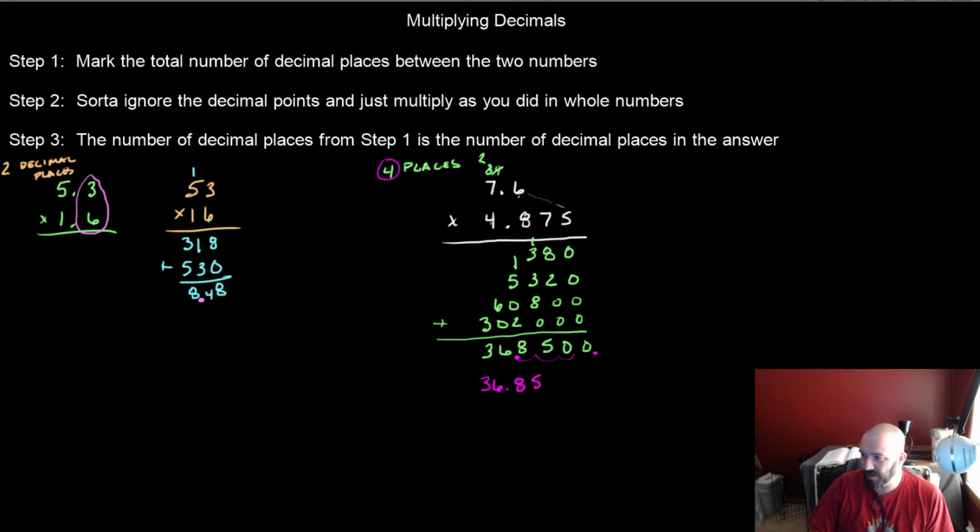Otherwise, if I drop them, then I would count 4 decimal places, 1, 2, 3, 4, and I'd get 0.36. That can't be right, because this is almost 5, and this is somewhere between 7 and 8. Well, 5 times 7 is 35, and 5 times 8 is 40. I should be looking between 35 and 40. So I have 36.85. All right, yeah, that's fine. I would believe it. Anyway, that's multiplying decimals. There's really no trick to it. You just ignore the decimal points and go to town.